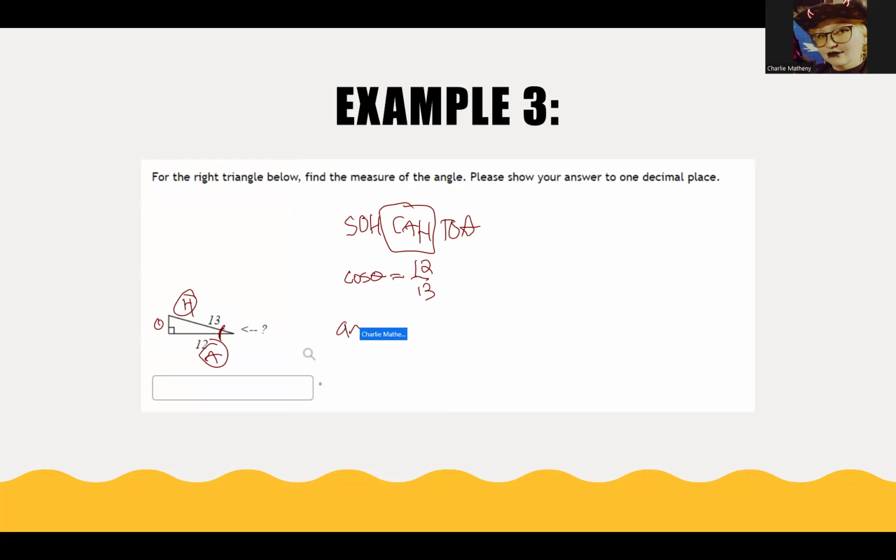So then the arc cosine, or again, cosine to the -1 of 12 over 13 is going to give you an angle of, let's not clear this, cosine to the -1, 12 divided by 13. An angle of 22.6 degrees. So there you have it.